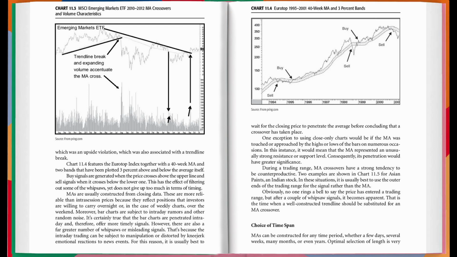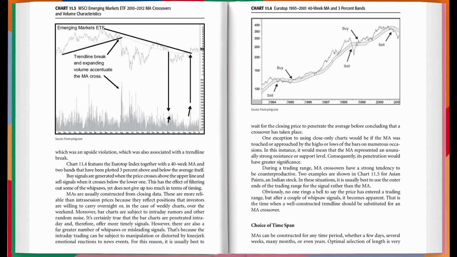Moreover, bar charts are subject to intraday rumors and other random noise. It's certainly true that the bar charts are penetrated intraday and therefore offer more timely signals. However, there are also a far greater number of whipsaws or misleading signals. That's because the intraday trading can be subject to manipulation or distorted by knee-jerk emotional reactions to news events. For this reason, it is usually best to wait for the closing price to penetrate the average before concluding that a crossover has taken place. One exception to using close-only charts would be if the MA was touched or approached by the highs or lows of the bars on numerous occasions.